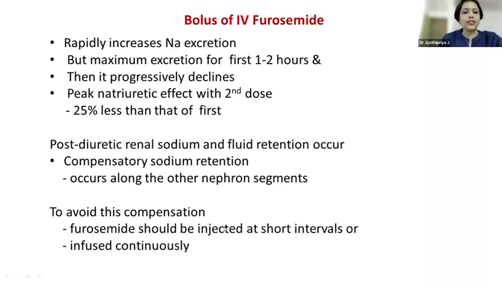Now, the post-diuretic renal sodium and fluid retention can occur. So there is a compensatory sodium retention which occurs along the other nephron segments. And to avoid this compensation, either you have to inject the loop diuretic furosemide at short, frequent intervals, or give it as continuous infusion.